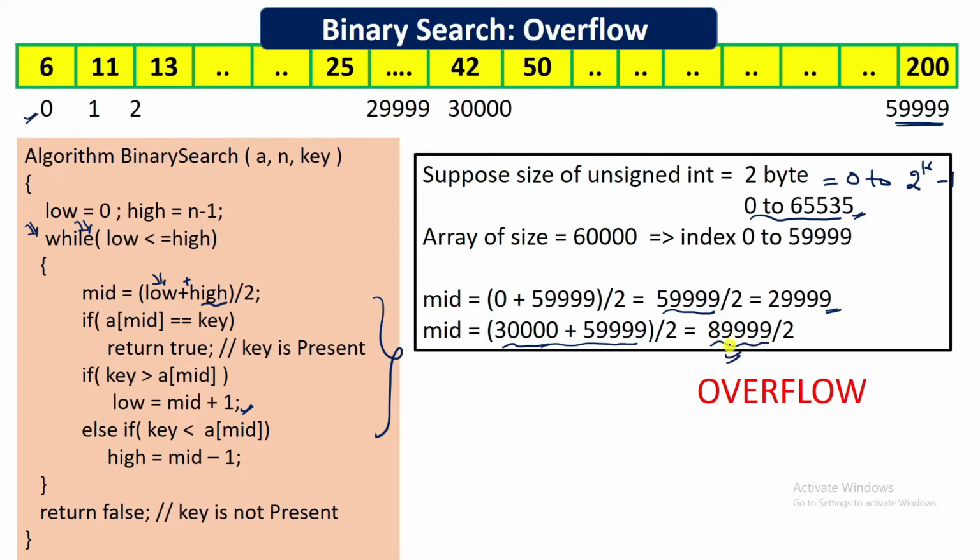When you add these two values, it comes out to 89,999, which is actually a very large value that cannot be adjusted inside an unsigned int data type. So this will give me some other value, and divided by 2, it will give me the wrong mid value. So I have got the wrong mid value. This is due to the overflow. By adding these two large values, I was getting a result that did not fit inside the particular data type. So what is the solution to this problem of overflow?